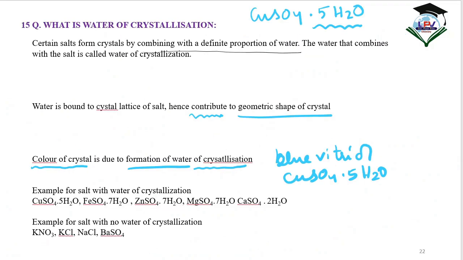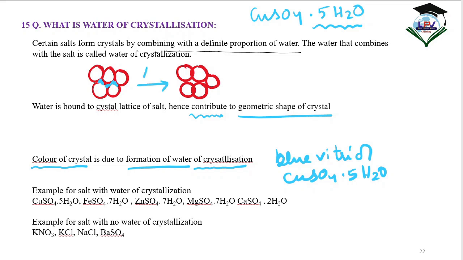Let me take an example and explain. Let us see, this is the crystal lattice. Now the crystal lattice has some kind of gaps here. So you take the water molecules and fill the gaps. So this is how the water of crystallization takes place. If you heat it, the water is expelled out.